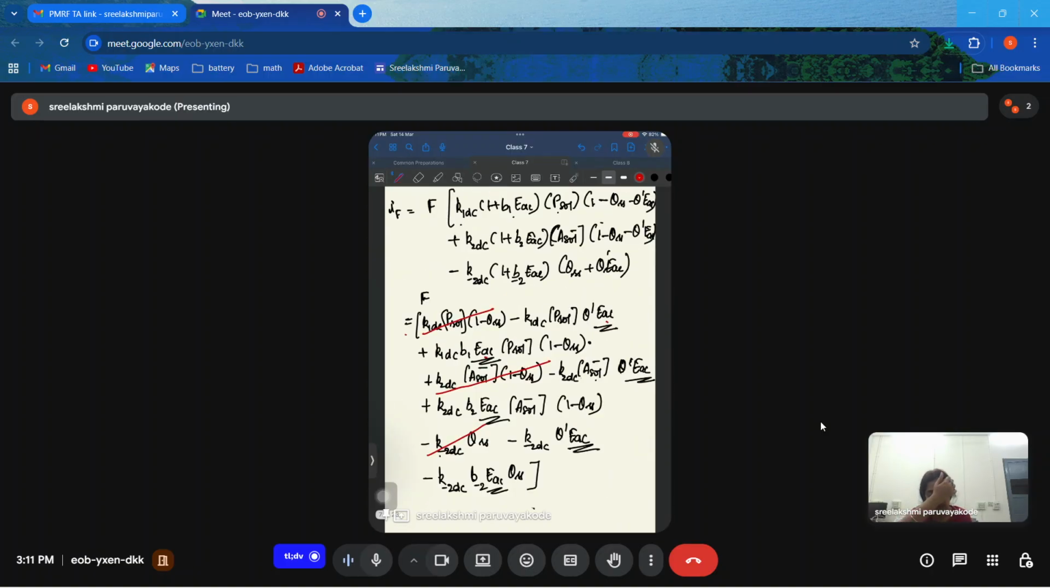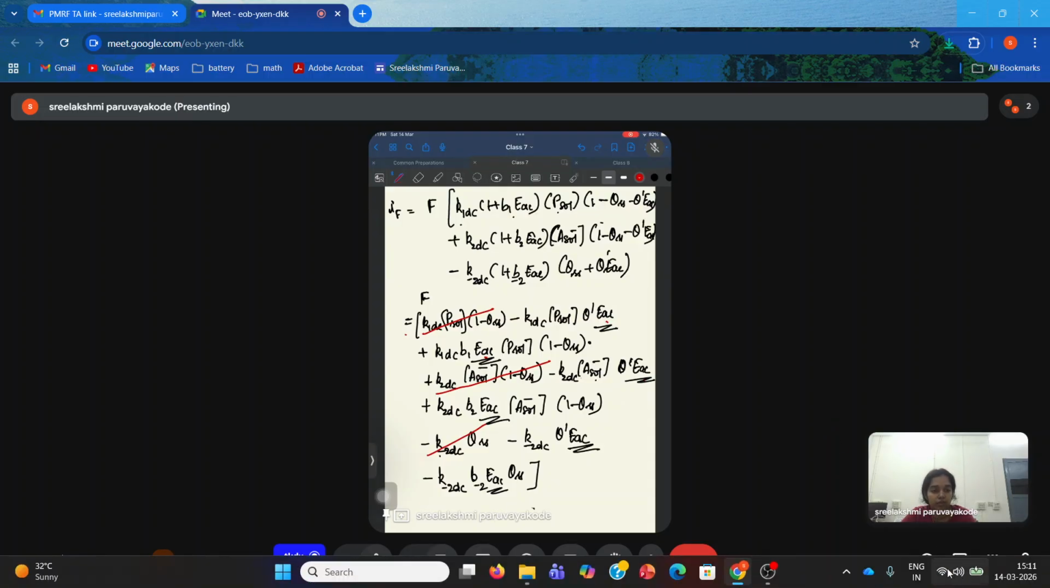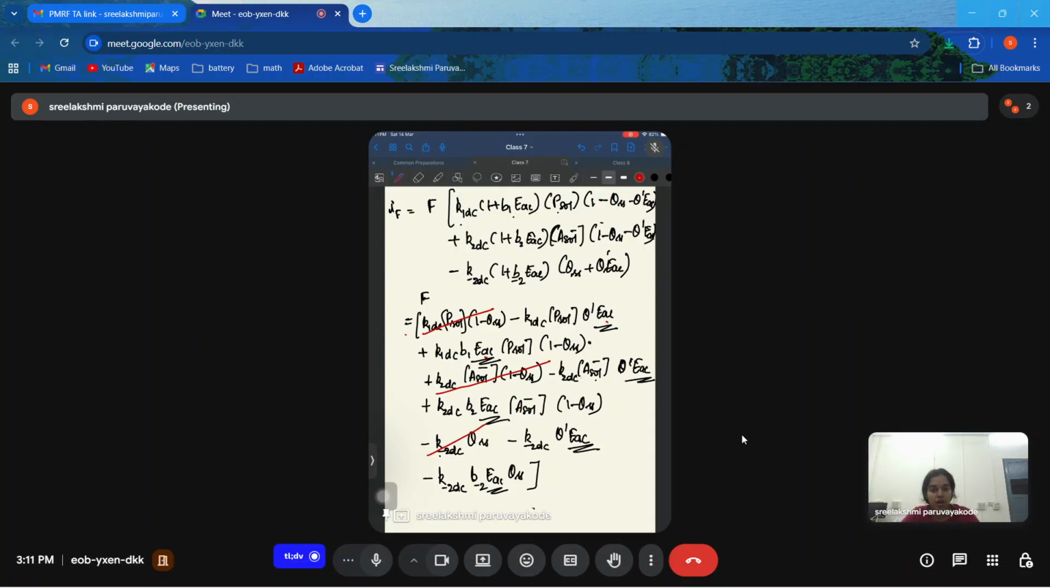Now we are substituting the value of theta as theta SS plus theta dash EAC. We are then expressing the rate constants in terms of the EAC applied. We will then subtract all the constants. We are already getting rid of the constant terms. We're also getting rid of those terms where EAC square comes, because when EAC itself is small, EAC square is even smaller, so we are neglecting those values.